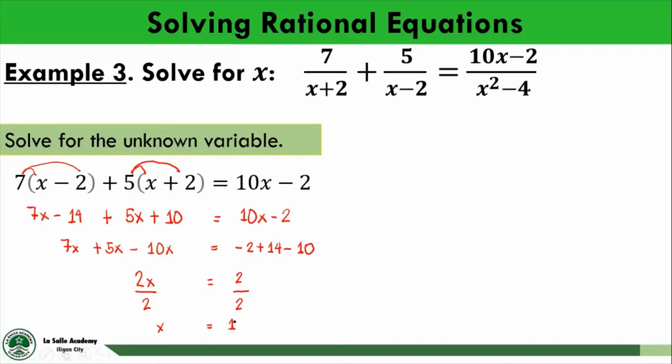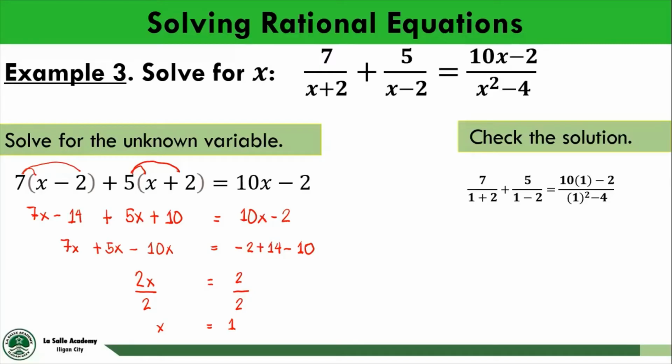Let us see if this is a solution to the equation by checking the result. We can now substitute positive 1 to the given equation. So I'll just replace the value of x in the given equation, and then simplify, and the answer is negative 8 over 3, and it is equal. So we accept the value of x, which is equal to 1, as the solution of the given rational equation.